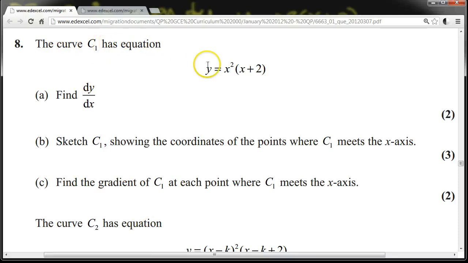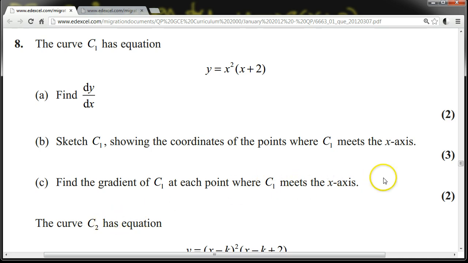The curve C1 has equation y equals x squared times (x plus 2). Find dy/dx. Sketch C1, showing the coordinates of the points where C1 meets the x-axis. Find the gradient of C1 at each point where C1 meets the x-axis.